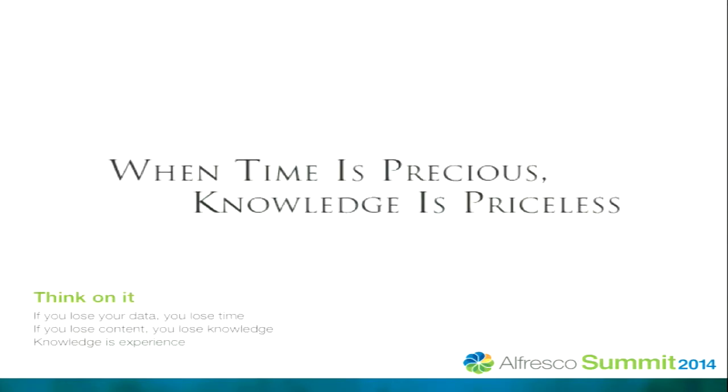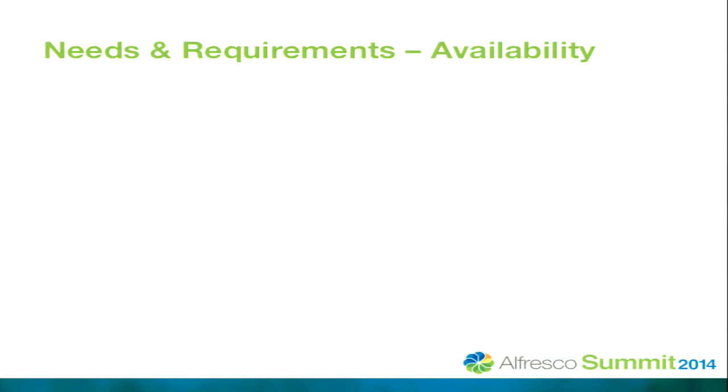So when time is precious, knowledge is priceless. If you lose your data, it's okay, you can rebuild it. You can automate it, or get a new database, or get people to fill in your database. But when you lose your content, you lose knowledge. And if you lose knowledge, it's nearly impossible to build it again. So this is the first requirement of geo-dispersed architectures: availability.